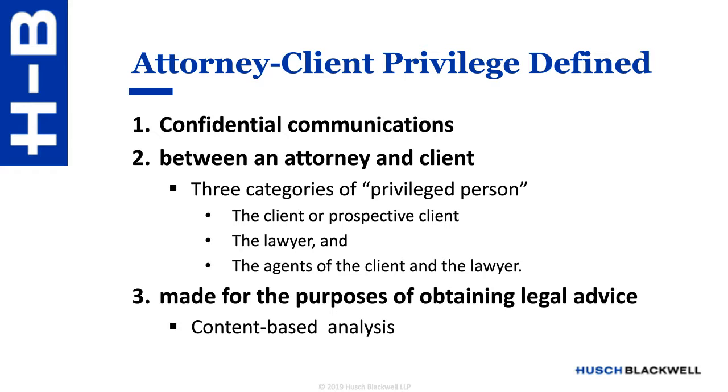The next prong is that the confidential communication must be between an attorney and client. There are 3 categories of who can be a privileged person to meet this second prong: 1, the client or prospective client, 2, the lawyer, and 3, the agents of the client or agents of the lawyer. To be privileged, both the person sending and the person receiving the communication must fit within one of these 3 categories, so they must be a privileged person. If either the communicating or receiving party is not a privileged person, then the communication is not protected.